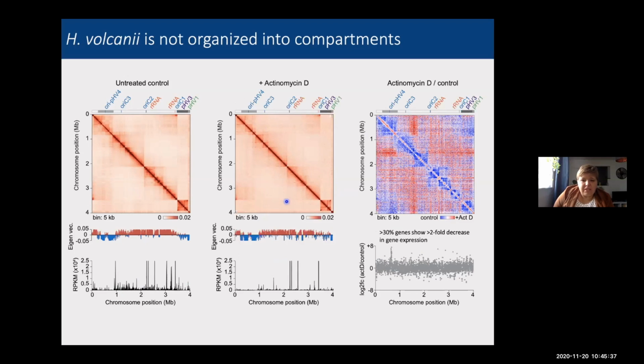But what we didn't see was, relative to the rest of the signal, the compartment signal was still there. It was just weakened to the same extent, whereas you can see the transcription is really altered. But interestingly, the compartment index isn't that different, and it seems to be the same. So what we concluded from that was that it does seem that there are these structures, but they're not the same. They're not transcriptionally active A and B compartments, it seems.